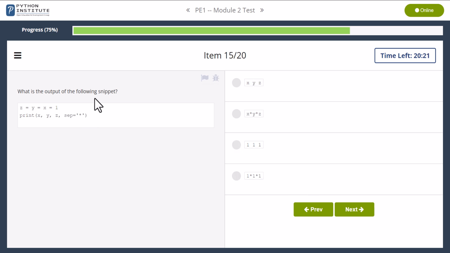What is the output of the following snippet? Z equals y equals x equals 1. So it is perfectly legal to do things like that in Python. So this will set all these 3 variables to the value of 1. So it will print 1, 1, 1 with the star kind of separating them. This answer over here, 1, 1, 1.